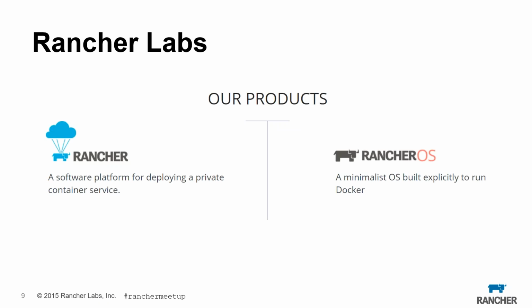So really quickly, because sometimes there's a bit of confusion about what we're talking about here. Rancher Labs is a company. We build Rancher and Rancher OS, so two products. Rancher is the platform for building a container service. We're mostly going to be talking about that today. Rancher OS is a tiny little Linux distribution that you use to run Docker. The two things are really independent. So if you use Rancher OS, you don't need to use Rancher. If you use Rancher, you don't need to use Rancher OS. And today we're going to be talking about Rancher, which is what just went to 1.0.